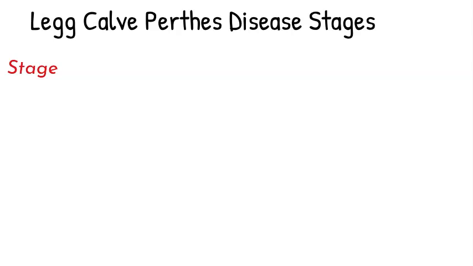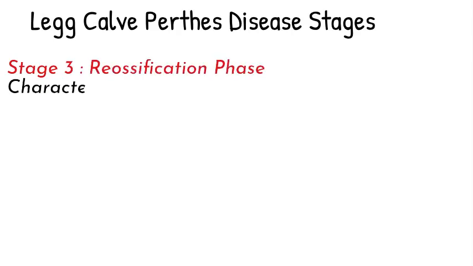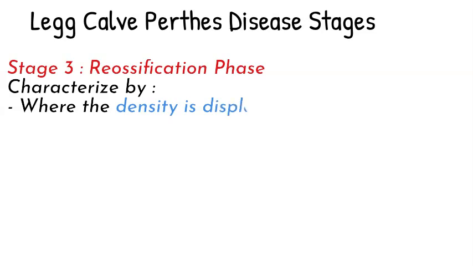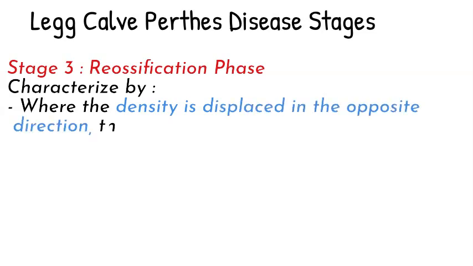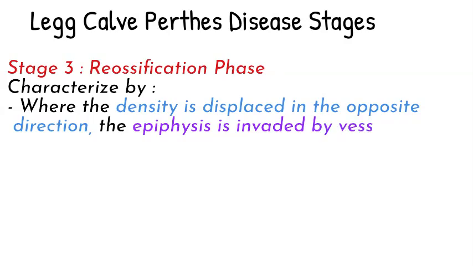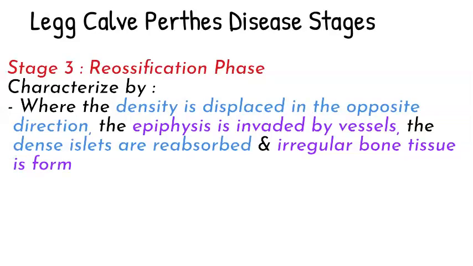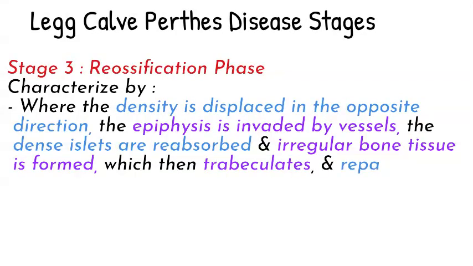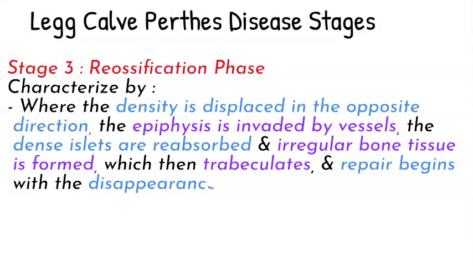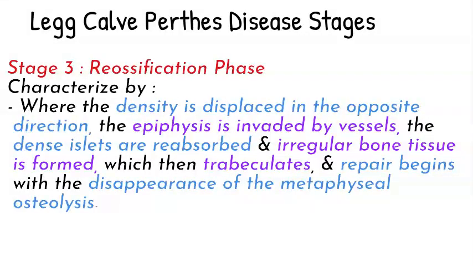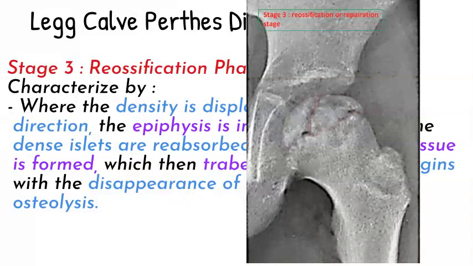Stage 3, re-ossification phase. It is characterized by the density being displaced in the opposite direction. The epiphysis is invaded by vessels. The dense islets are reabsorbed and irregular bone tissue is formed, which then trabeculates, and repair begins with the disappearance of the metaphyseal osteolysis. This figure shows stage 3, the re-ossification or reparation stage.